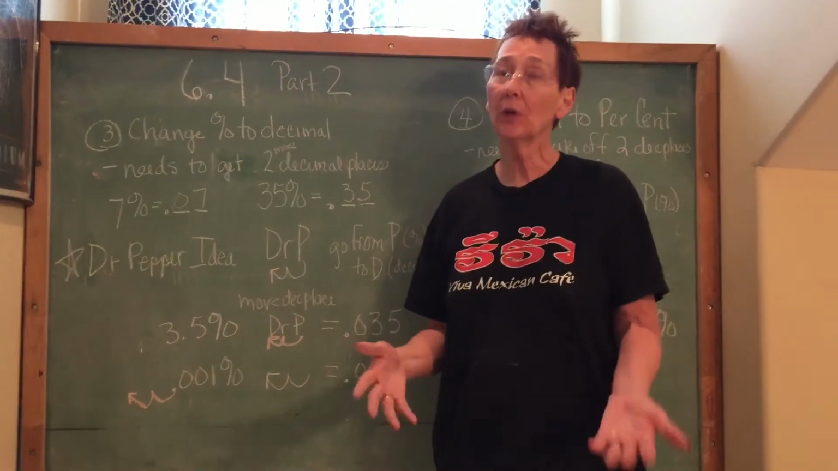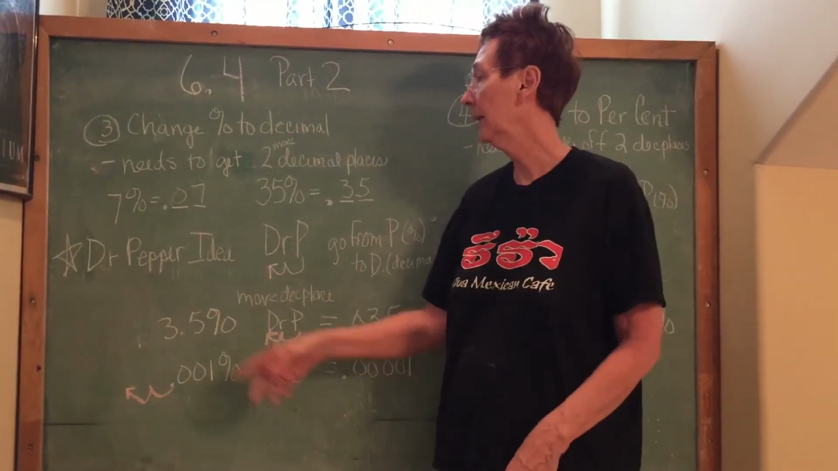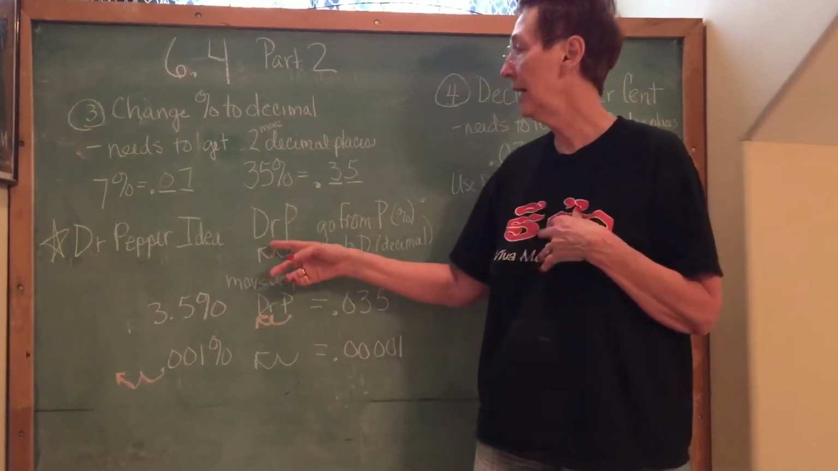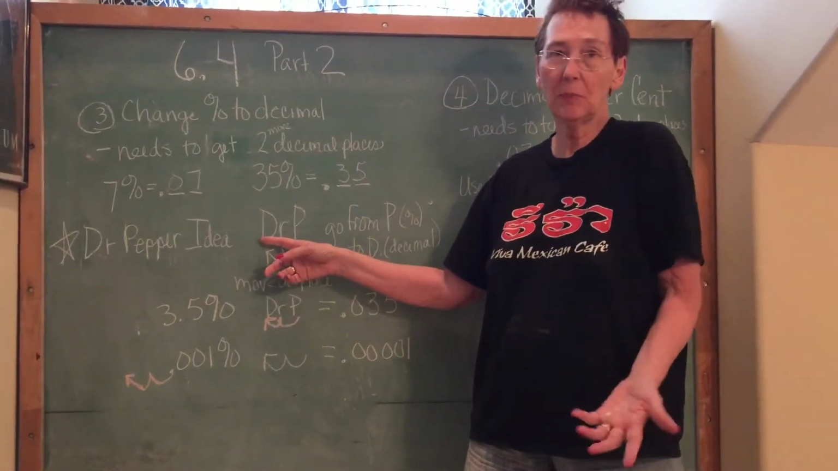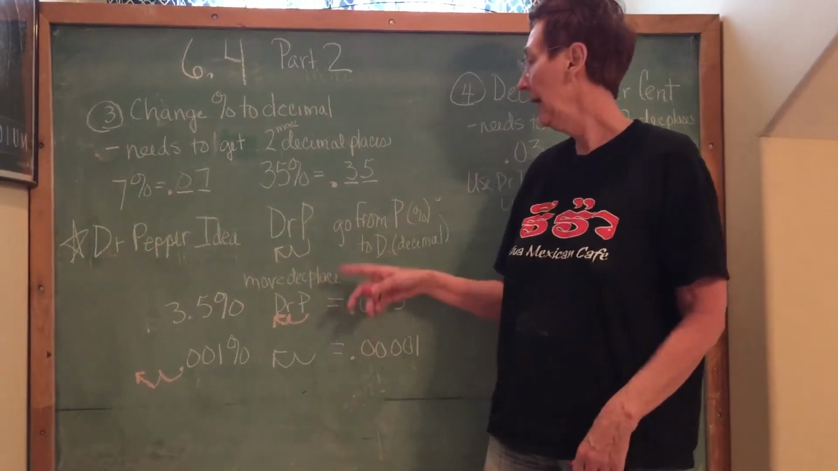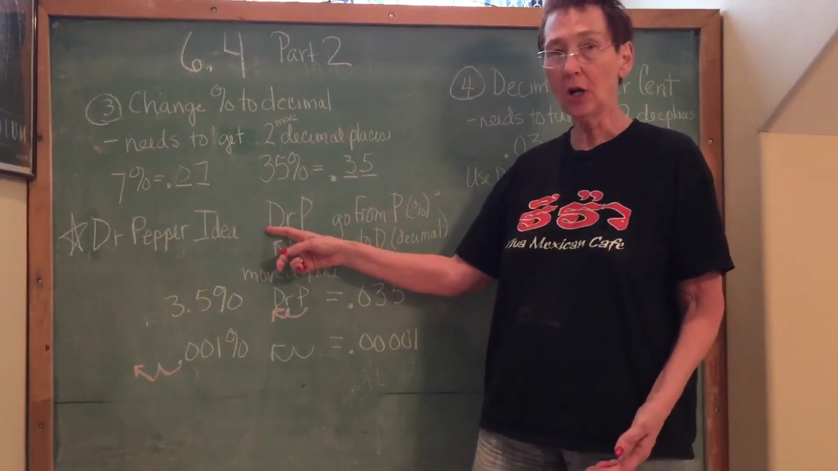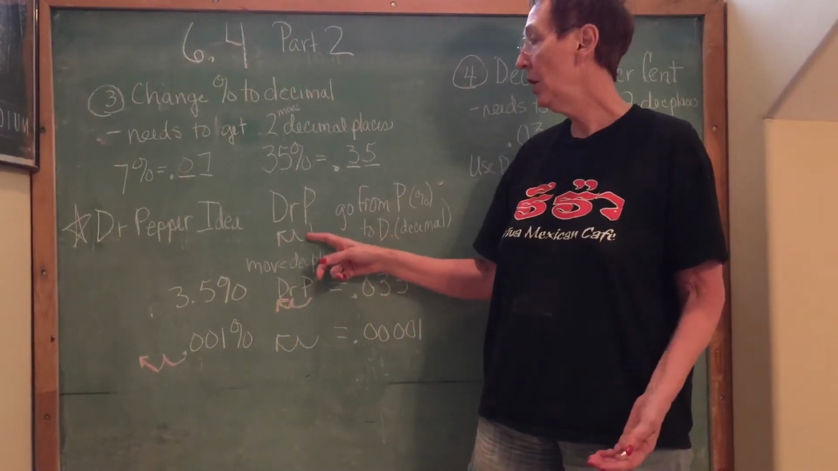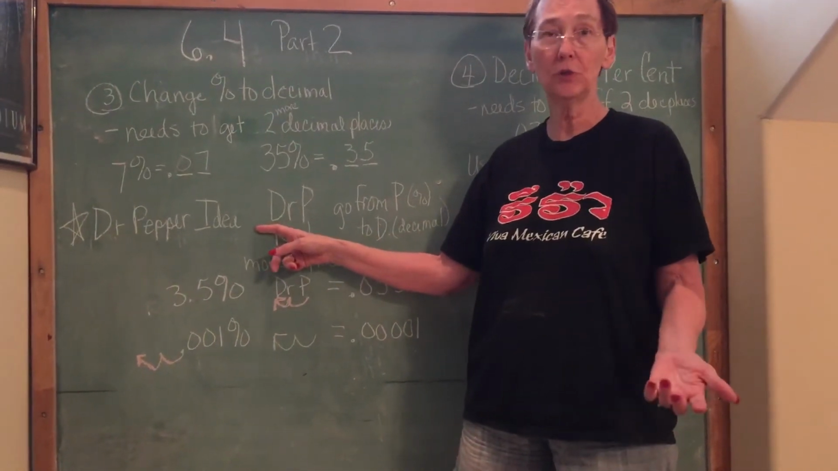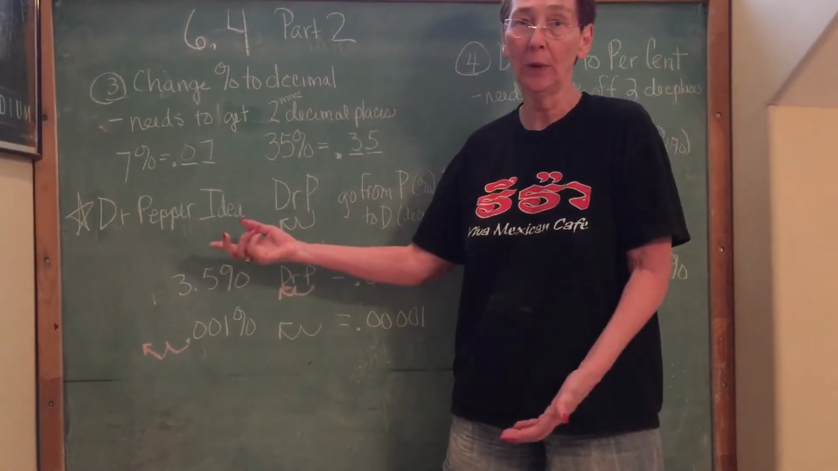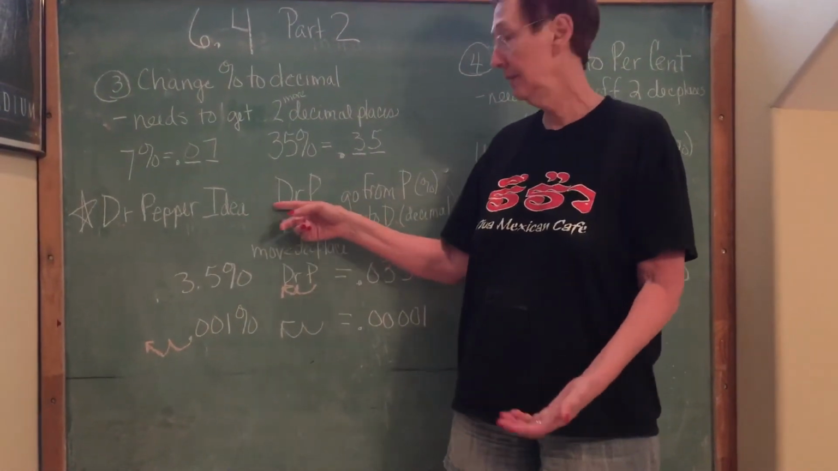So here's a little trick or a little tip to help you with it. It's the Dr. Pepper idea. Y'all know I love Dr. Pepper, and so this is the idea. Dr. Pepper, spell it like this, DRP. If I'm going to go from P, which stands for percent, to doctor, which stands for my decimal, notice that I have to go this direction 2 times, correct? So that tells you how to move the decimal point to change it from percent to decimal.